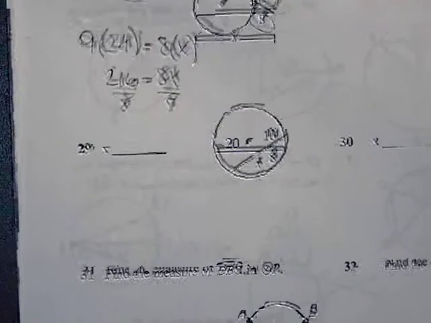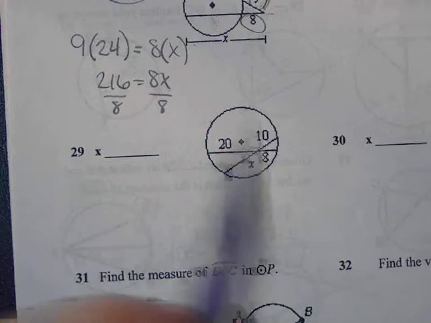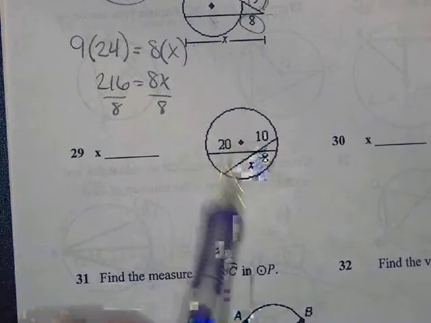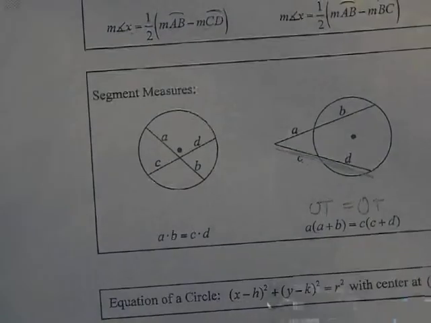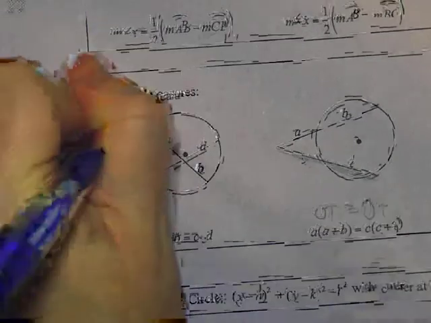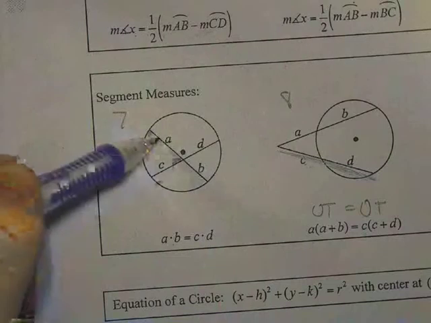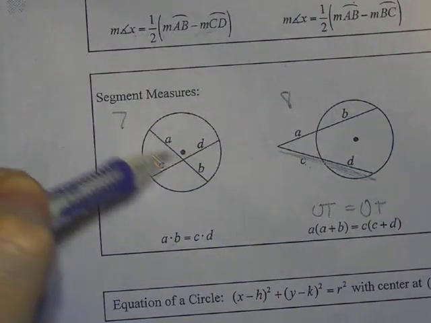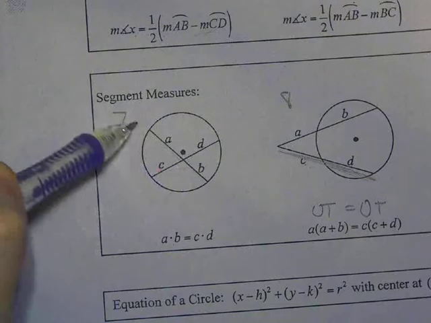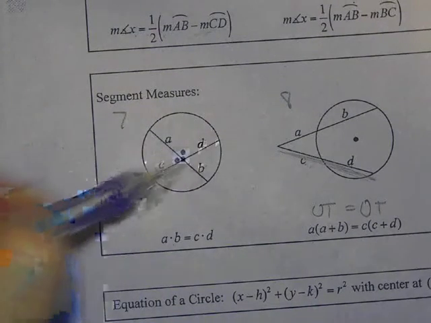All right, number 29, we have segment lengths again. And so I'm looking at the bottom part of my formula chart, and I would call this first picture, we'll call that number 7. And this one tells me that A times B equals C times D. So again, you can only multiply pieces together that are along the same chord. So only A and B get multiplied together, and only C and D.